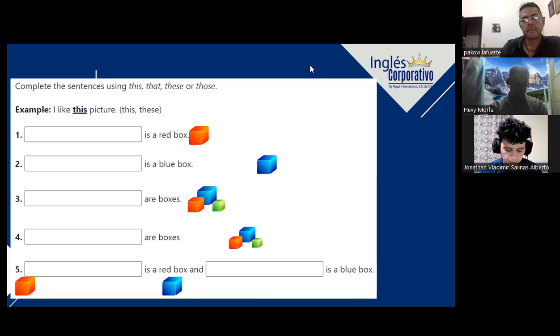Por ahí no sé si el micrófono alguien lo puede apagar, creo que lo tengo activado.